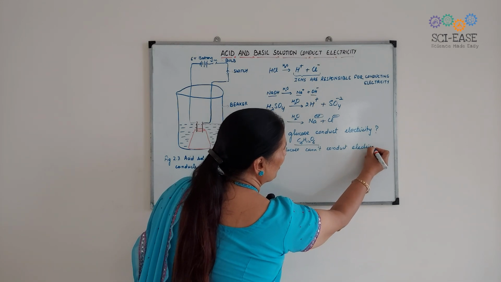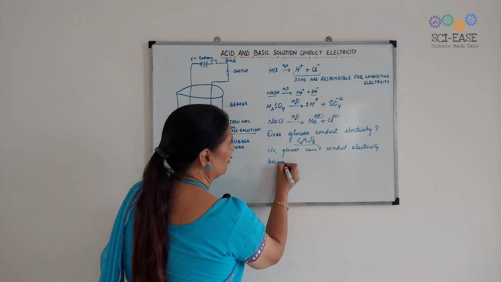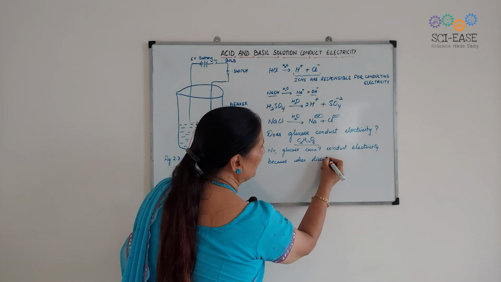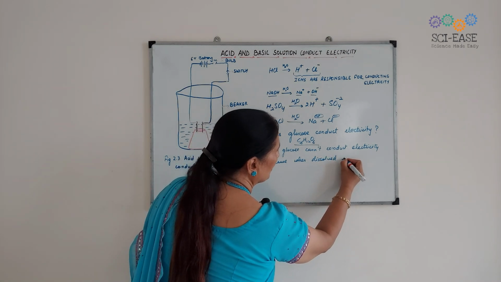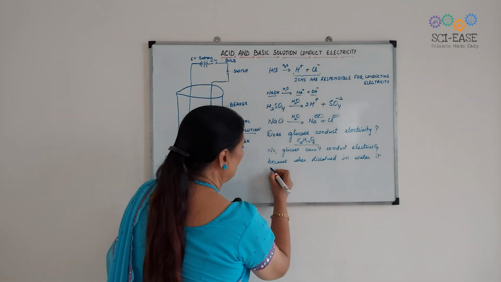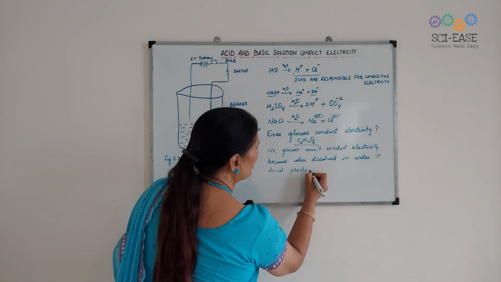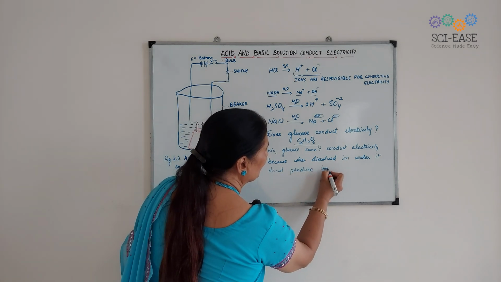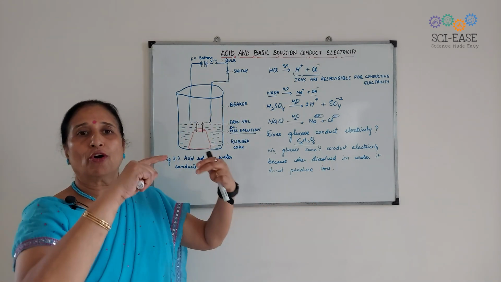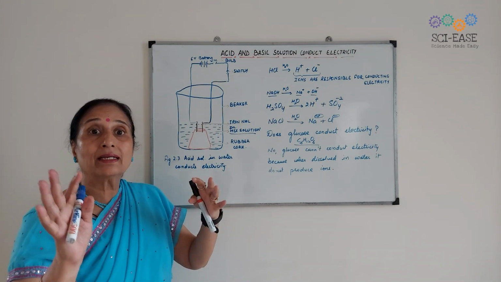Why? Because when dissolved in water, it does not produce ions. So, the thing that is clear to all of you is why we say that the dilute solution of acids, bases or salts can conduct electricity.